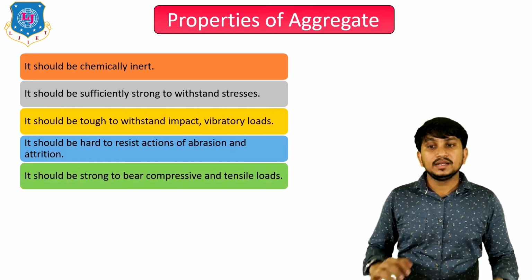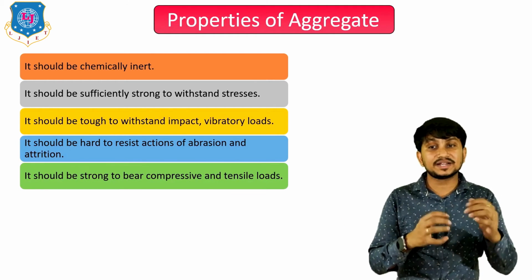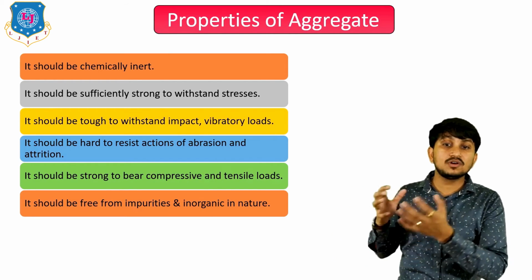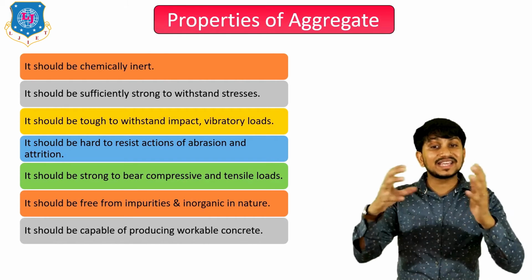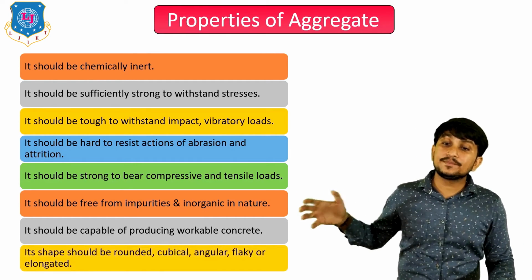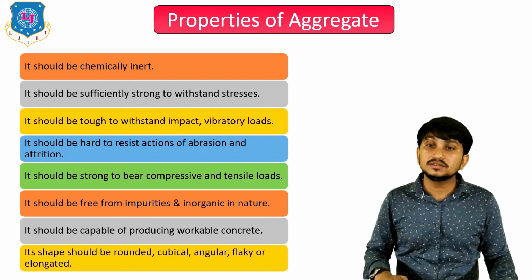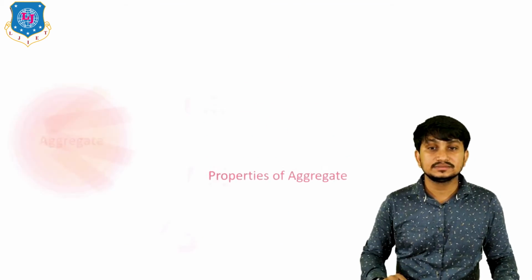It should be strong to bear compressive as well as tensile loads acting on it. It should be free from impurities and inorganic in nature. It should be capable of producing workable concrete. Its shape should be rounded, cubical, angular, flaky, or elongated. These are the various properties of aggregates.